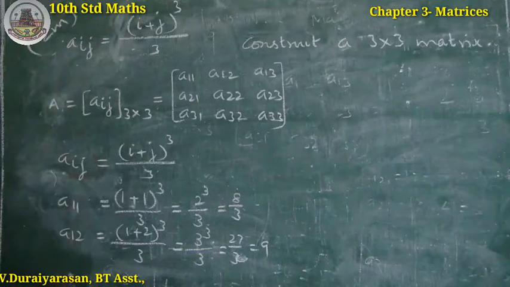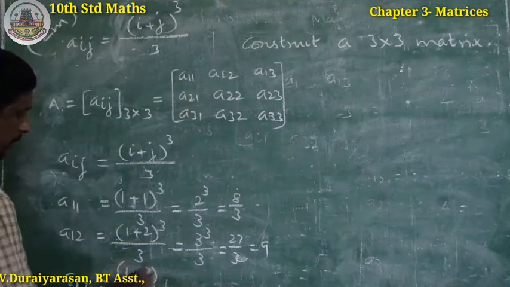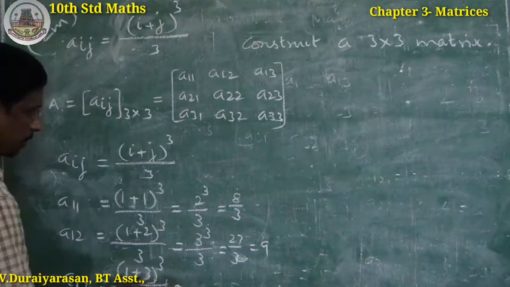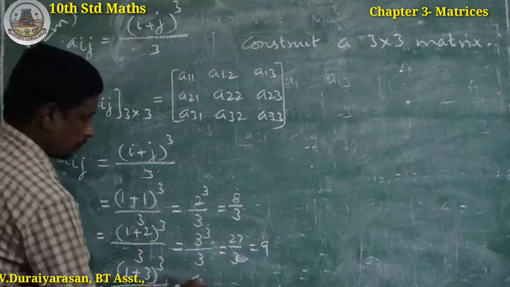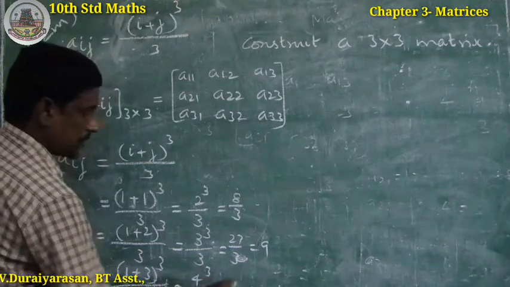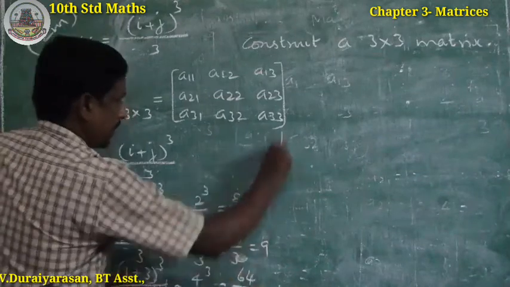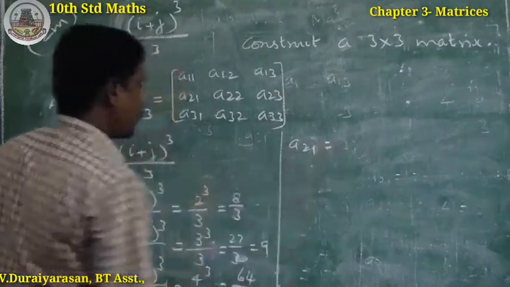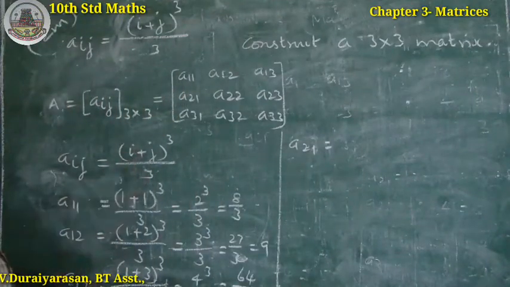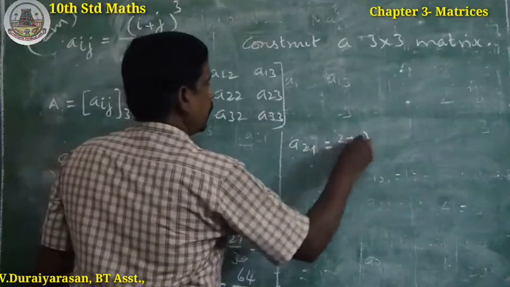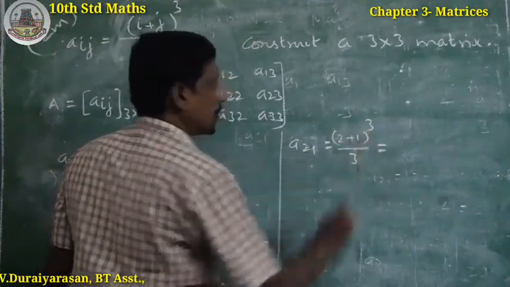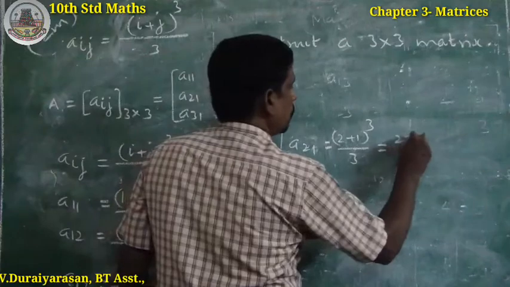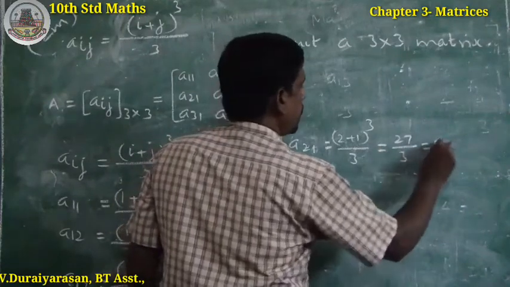Next to find A13. I equal to 1, j equal to 3. (1 plus 3) whole cube divided by 3. 1 plus 3, 4. 4 cube by 3. 4 cube, 64 divided by 3. Next to find A21. I equal to 2, j equal to 1. (2 plus 1) whole cube divided by 3. 2 plus 1, 3 cube. 3 cube means 27 divided by 3 equal to 9.